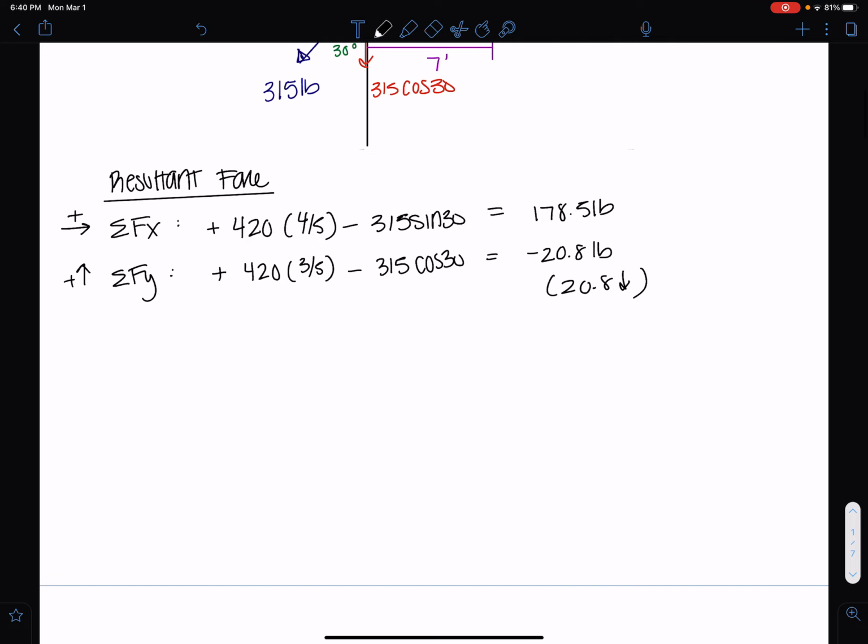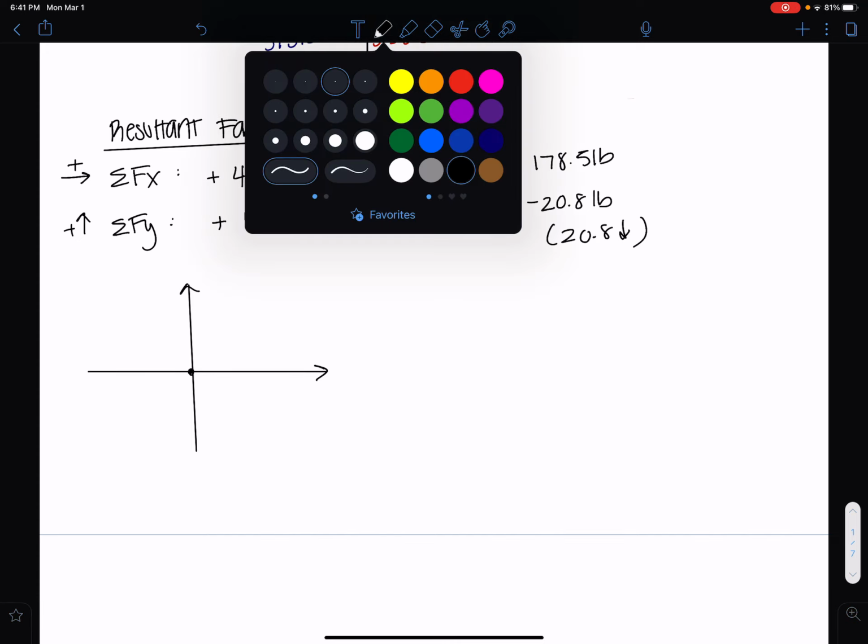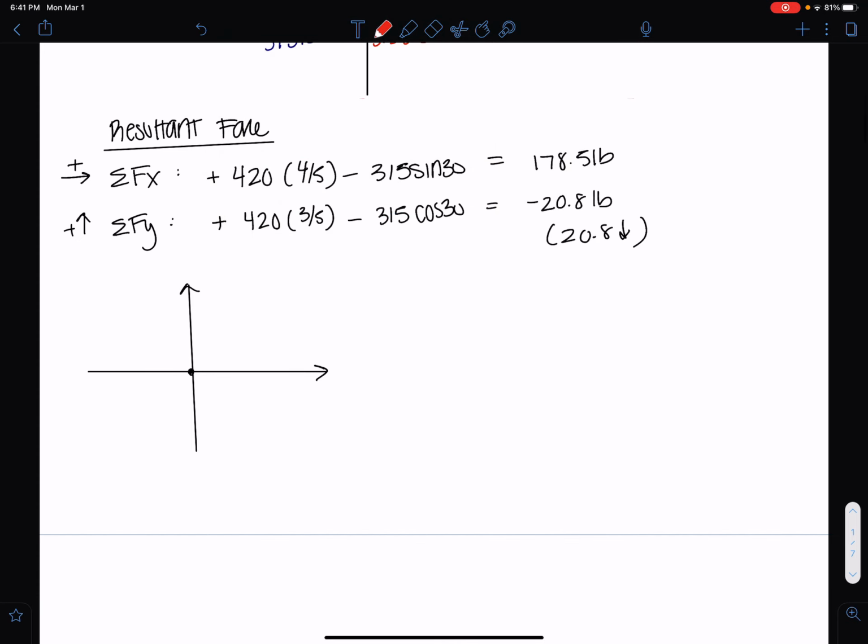So I always like to draw on my new x and y axes to show where those resultants are, or at least which direction they're in. But they're going to be the same regardless of what point we're looking at, because right now we're not worried about position of those forces. We just want to know which directions they're acting in. So we have the 178.5, we have the 20.8, and here would be something like this, the resultant.